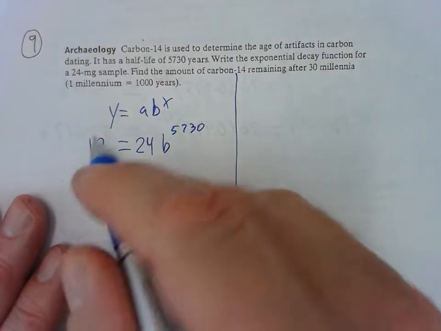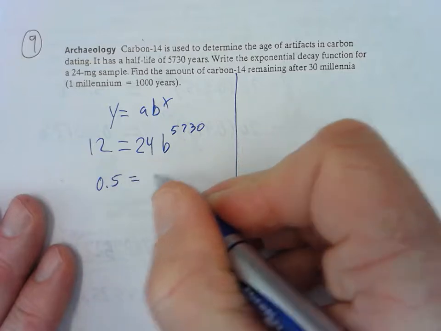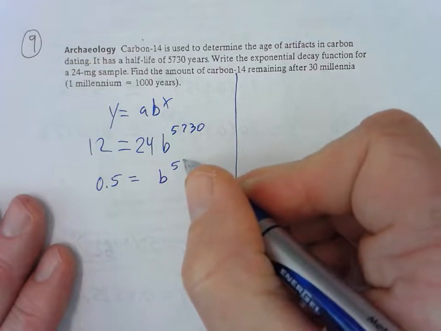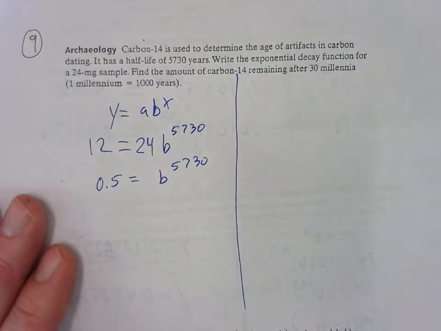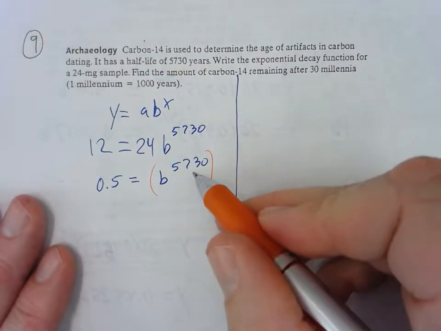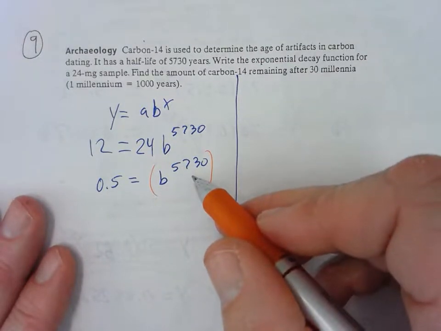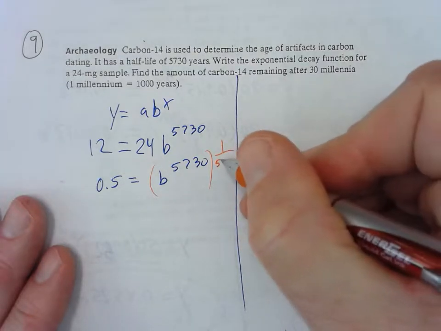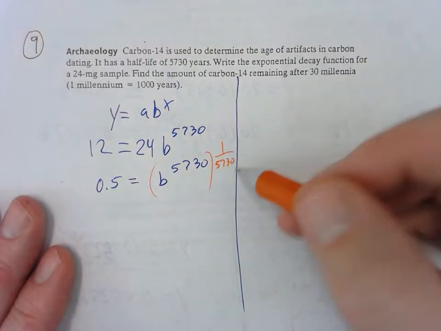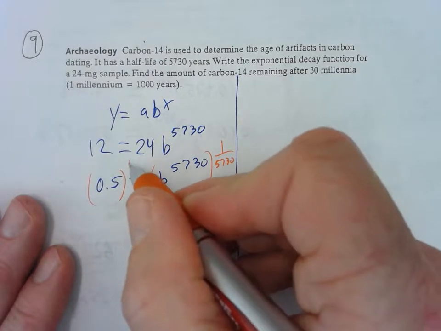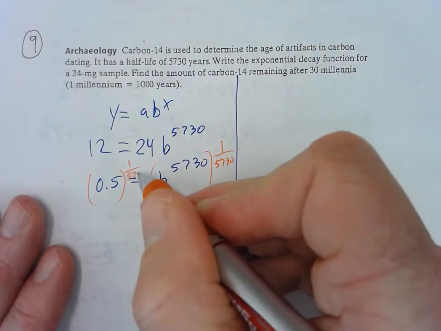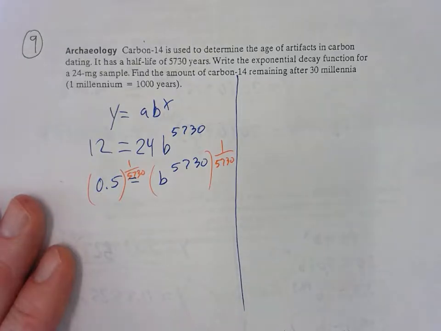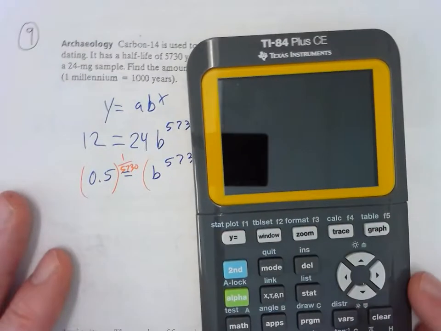So we divide this over. 0.5 is equal to b to the 5,730. Now, the opposite power of this would be the root of this. Oh my gosh, it's not square root, cube root, fourth root. The root is the 5,730th power, 1 over that. So you're going to do that over here, 1 over 5,730.